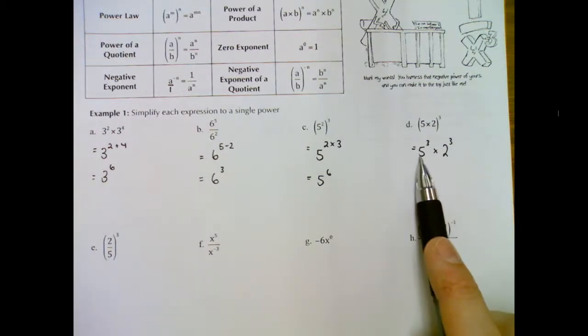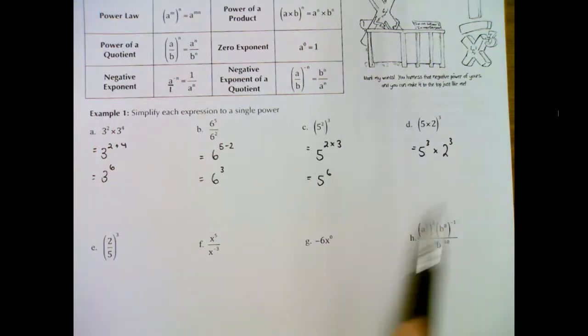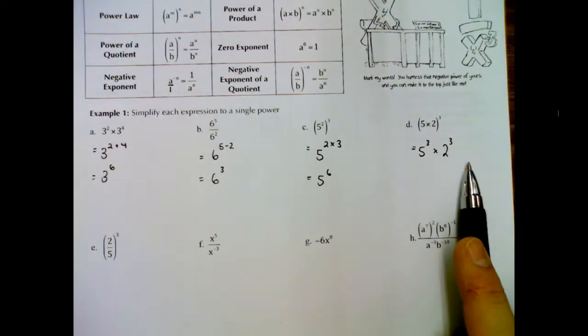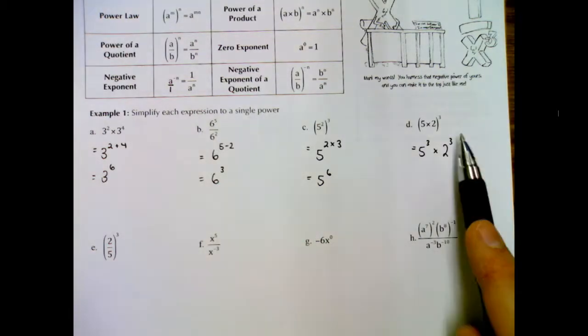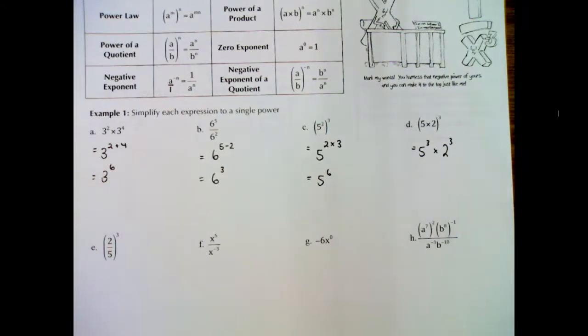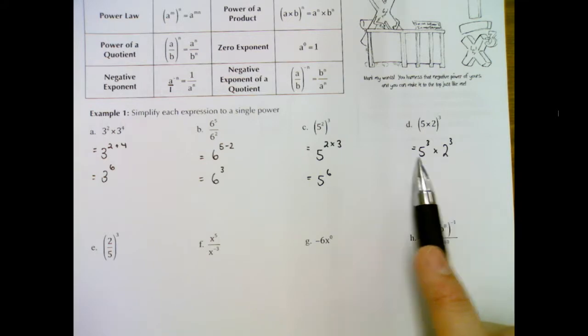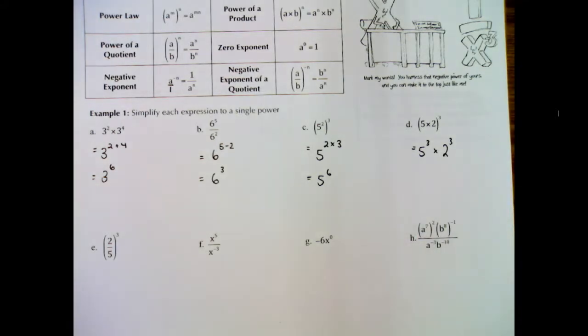If the bases were the same, we could add the exponents, but they're not, so we have to keep them separate. If it said evaluate, we could figure out what the answer is, but it doesn't say evaluate, it just says simplify each expression. It probably shouldn't say to a single power now that I think about it. It should just say simplify each expression. But if we're working with that description of a single power, we can't go any further, so we have a single power, 5 to the exponent 3, and a single power, 2 to the exponent 3. And that's as simple as we can make this one.